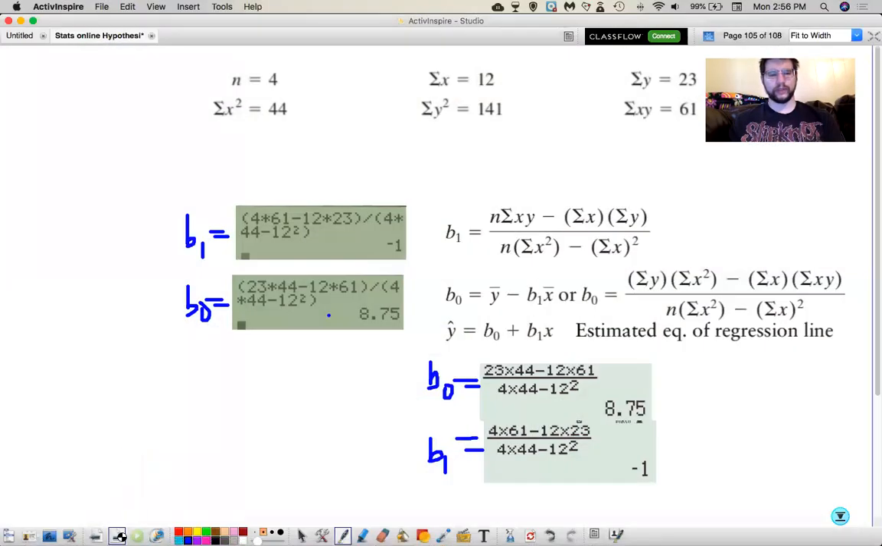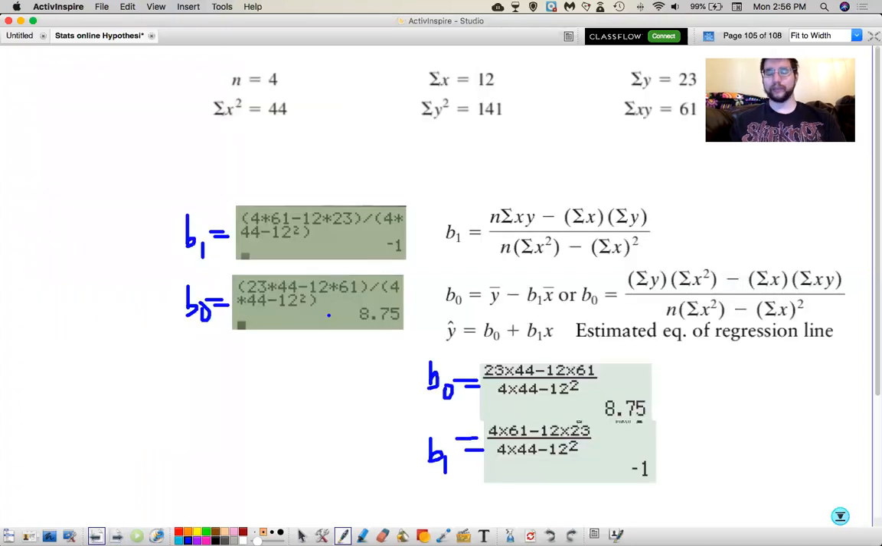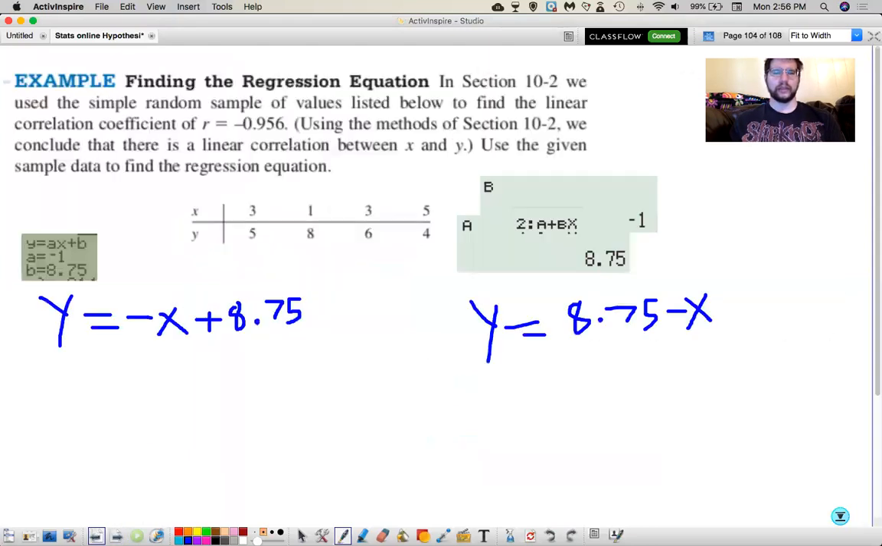Now we can actually use this equation to estimate. So if we look at this data, we have x's between 1 and 5. So I could use this data to interpolate any number between 1 and 5, or I could use this equation to extrapolate something greater than 5.